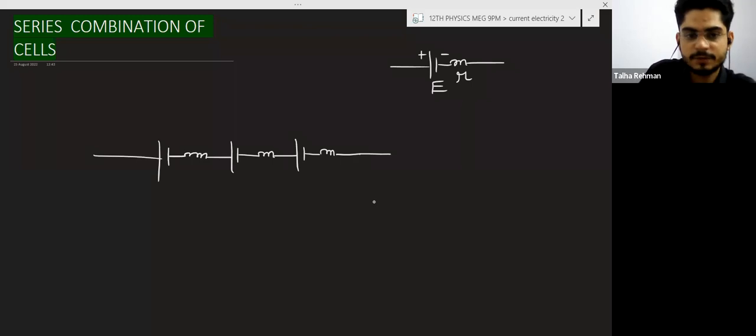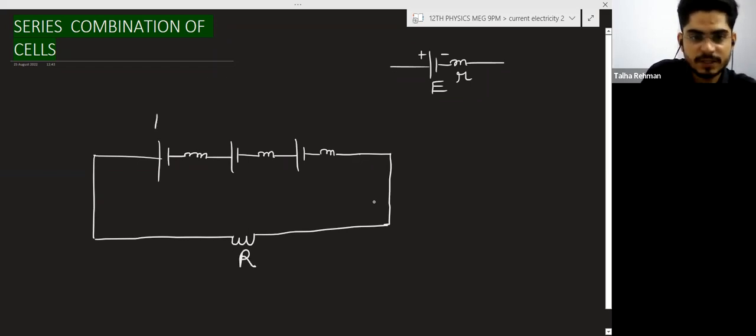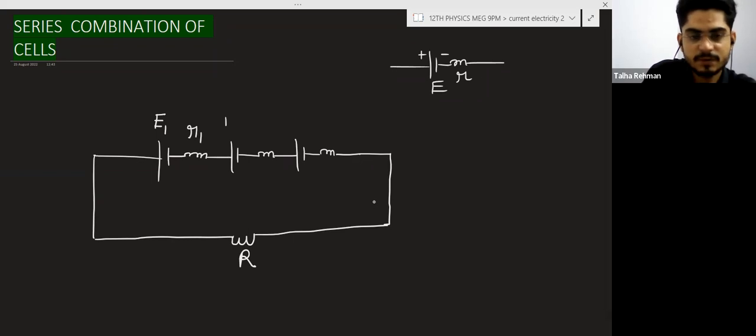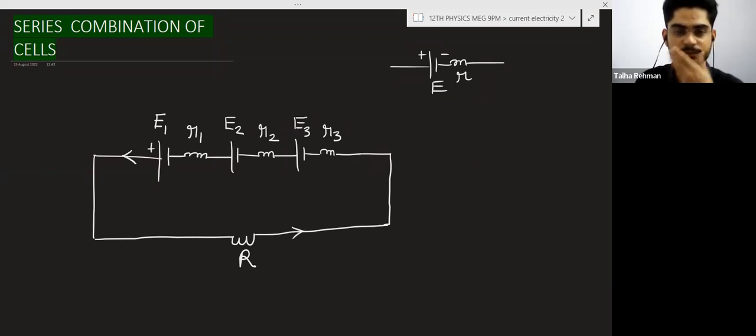I have connected three cells like this with an external resistance. This is the external resistance R. This cell has EMF E1, internal resistance R1. And current is flowing like this from this positive terminal.